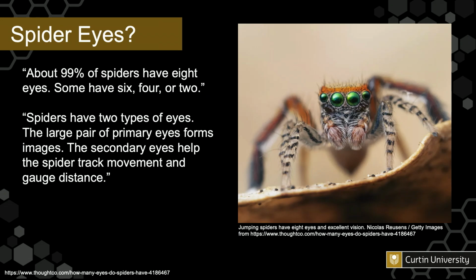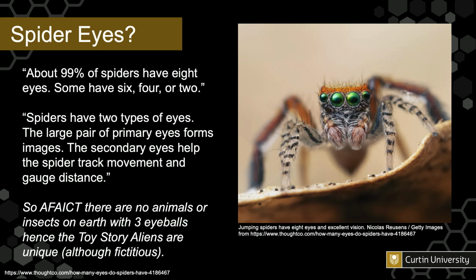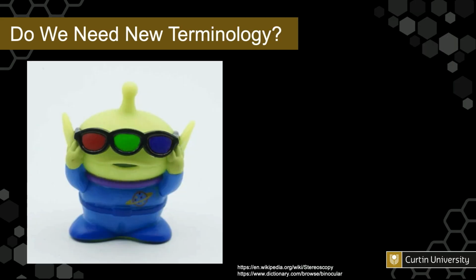Spider eyes. About 99% of spiders have 8 eyes, and some have 6, some have 4 and some have 2. So spiders have 2 types of eyes. A large pair of primary eyes form images, and the secondary eyes help the spider track movement and gauge distance. But none of these have 3 eyeballs like in the Toy Story alien. So again, not a sufficient example. In that regard, the Toy Story aliens seem to be unique, even though they're fictitious.